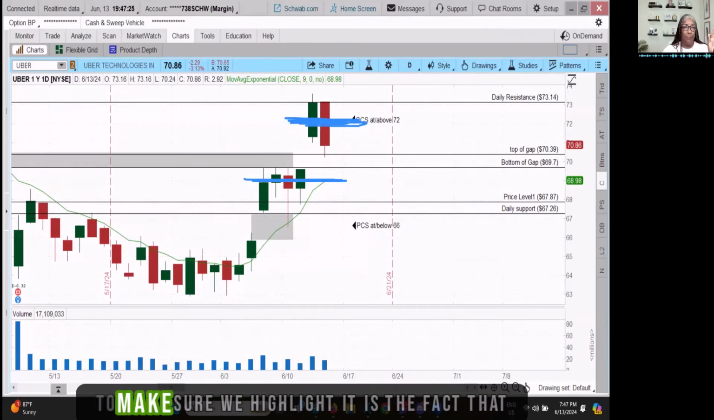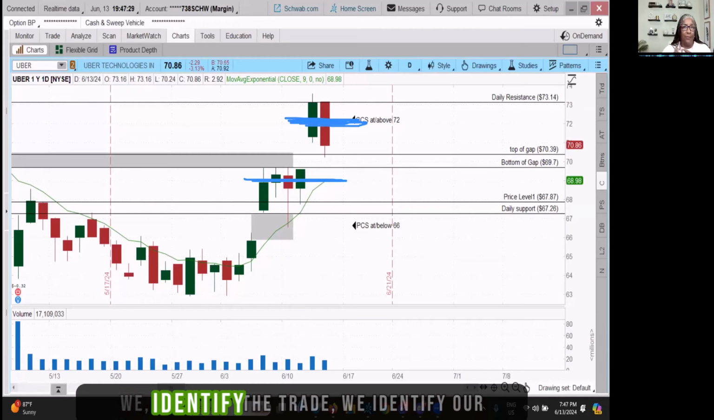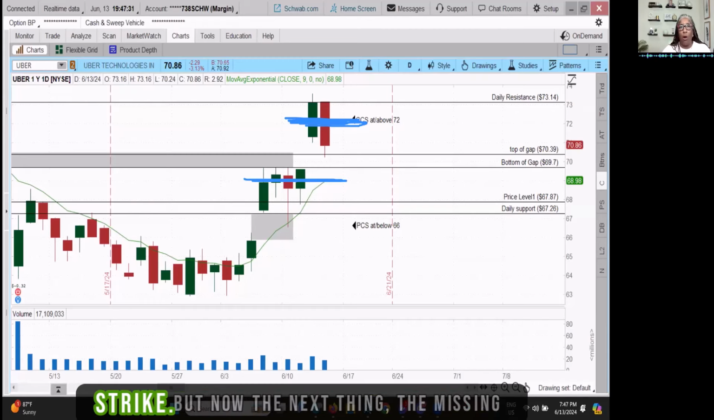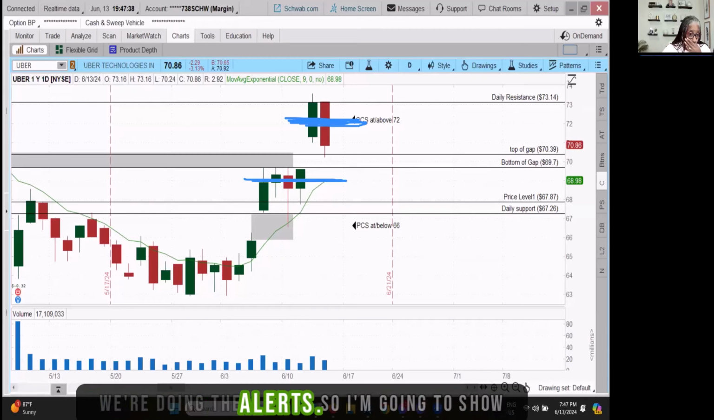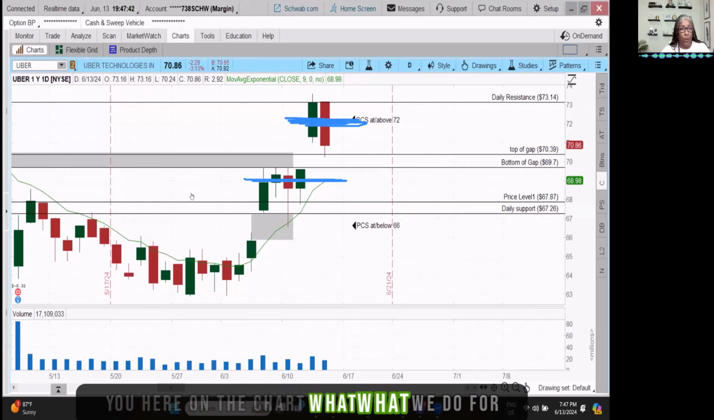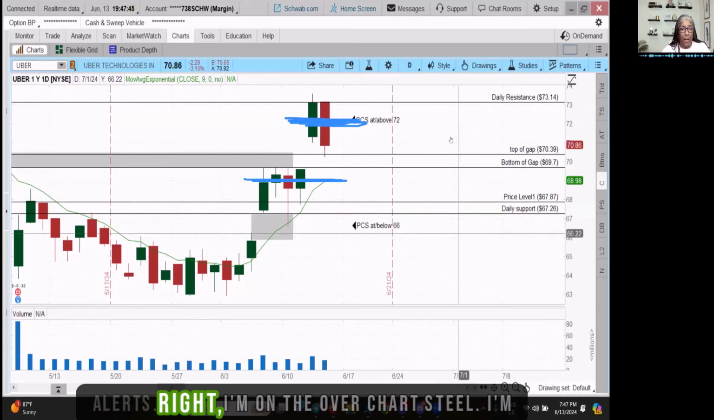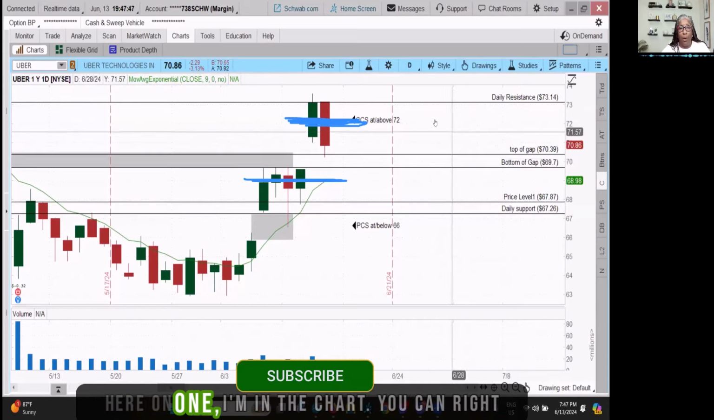I think what I wanted to make sure we highlighted is the fact that we identify the trade, we identify our strikes, but now the next thing, the missing element, I believe for us, is to make sure that we're doing the alerts. So I'm going to show you here on the chart what we would do for alerts. I'm on the Uber chart still.